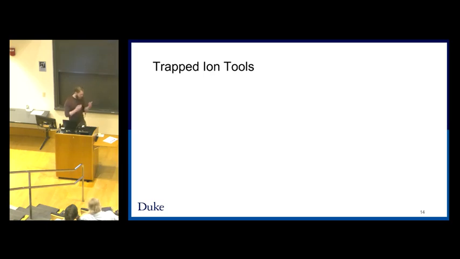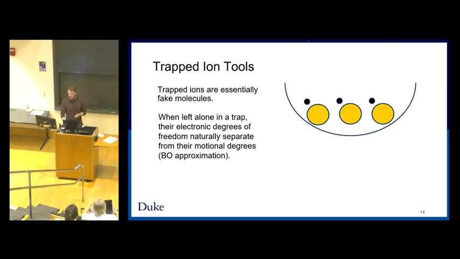However, other than the fact that we have a bunch of these trapped ion systems at Duke, what makes trapped ions in particular good for a molecular simulation? That's that trapped ions are essentially just fake molecules. When you think about it, when left alone in a trap, their electronic degrees of freedom naturally separate from their motional degrees, which is essentially just the Born-Oppenheimer approximation.